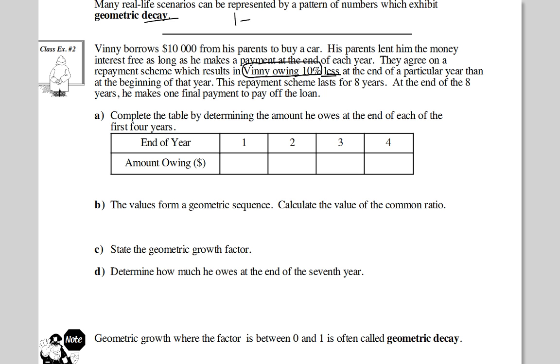Okay, so at the end of year 1, how much will he owe? If he starts at 10,000, that's at the beginning of year 1. But we want to know at the end of year 1. So he would lose 10%. So how to find that?